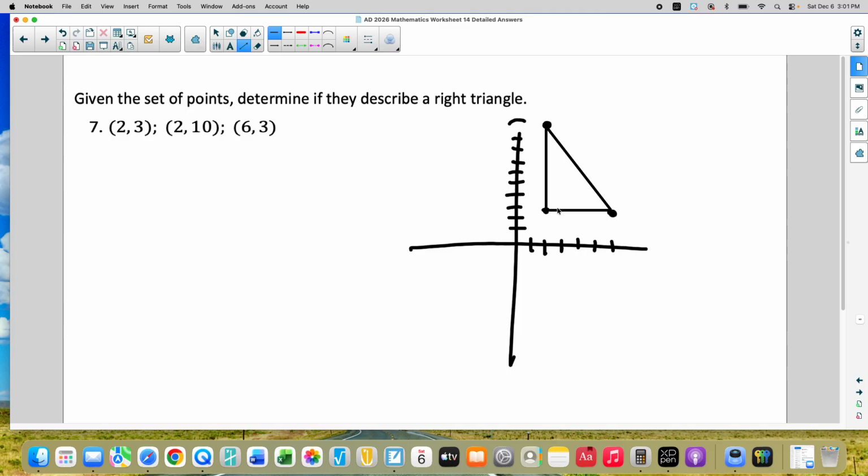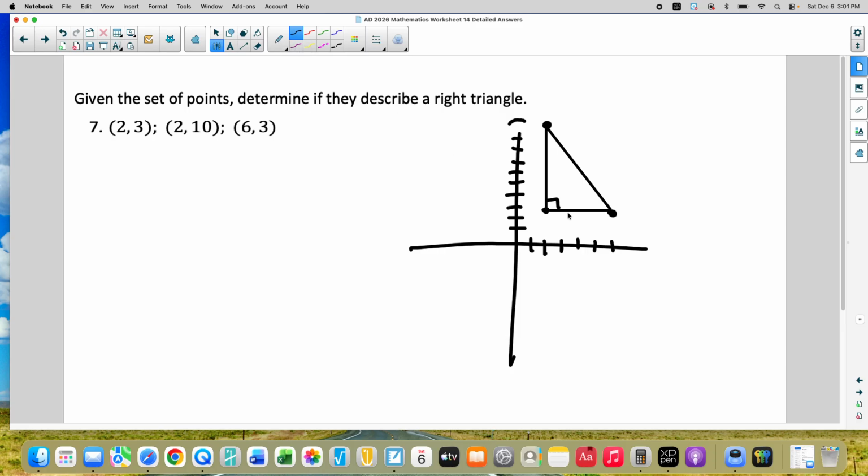This is a right angle. It's on the same, it's on 3, so it's going to be perpendicular to these. So that's not the reason, because it's a Pythagorean theorem. That kind of is silly, but yes, all right triangles, so we'll do that.